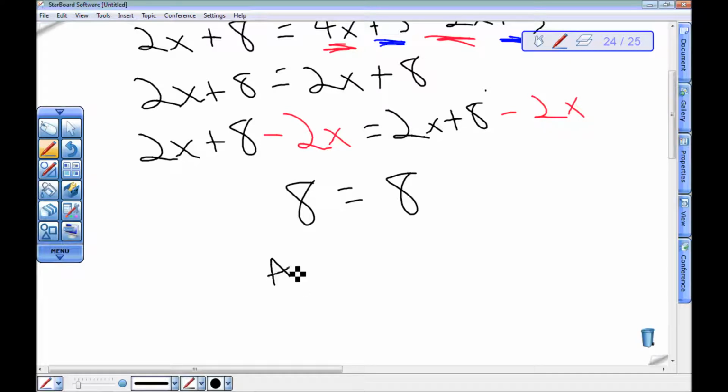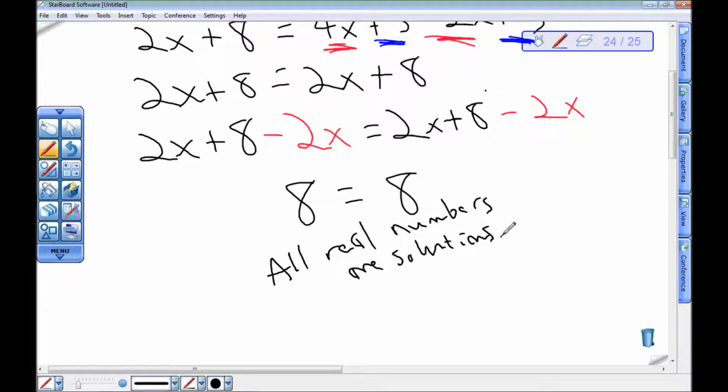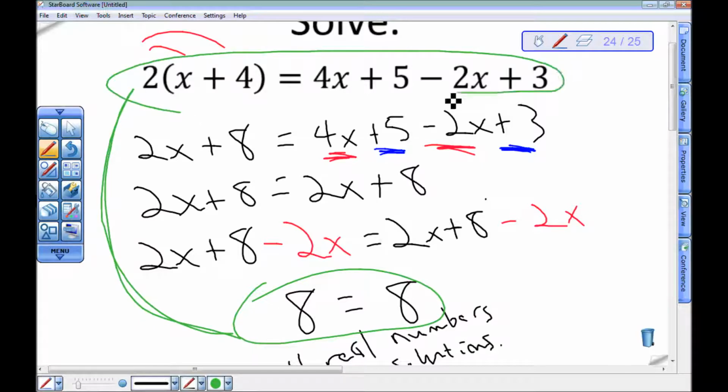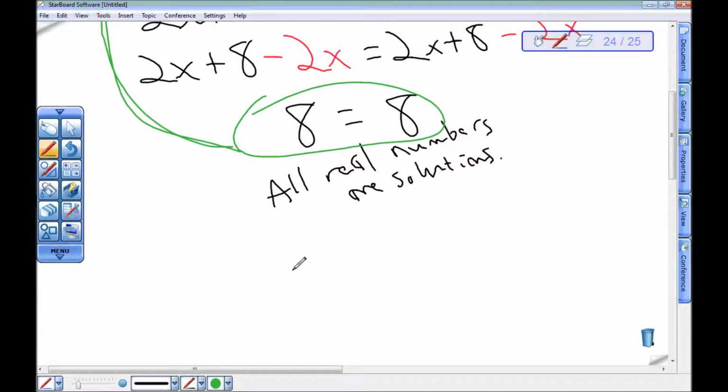So here, all, and we'll stick to real numbers, are solutions. Right? Because anything I pick is going to make this equation true, because it's already true. And since that one's equivalent to this one, anything I pick will make this equation true, because it's already true. So, all real numbers are solutions.